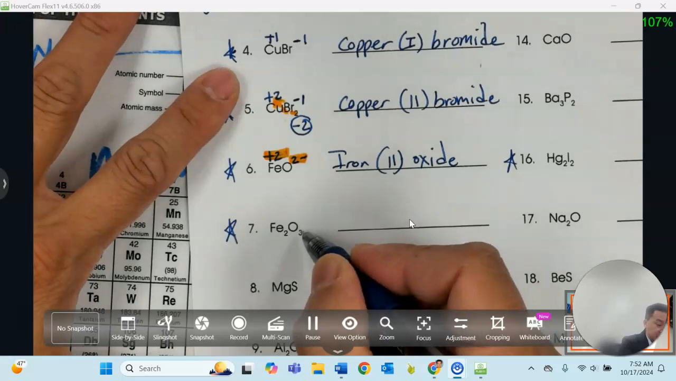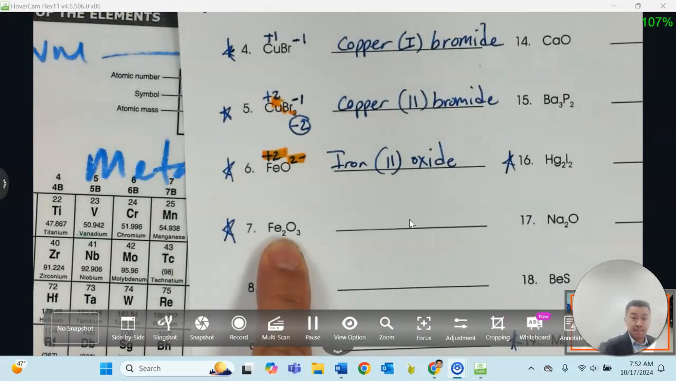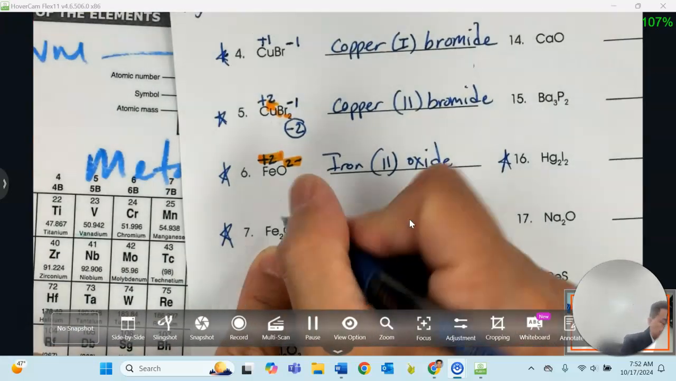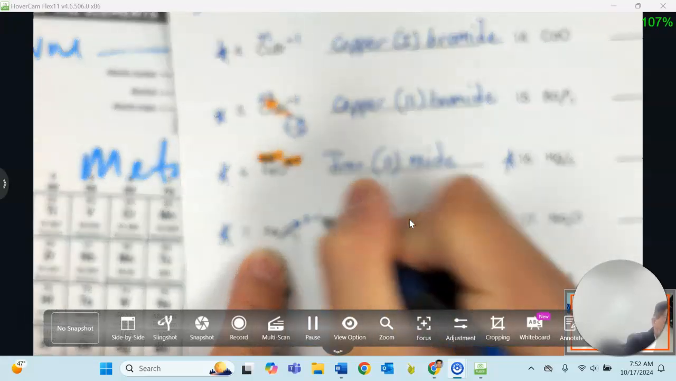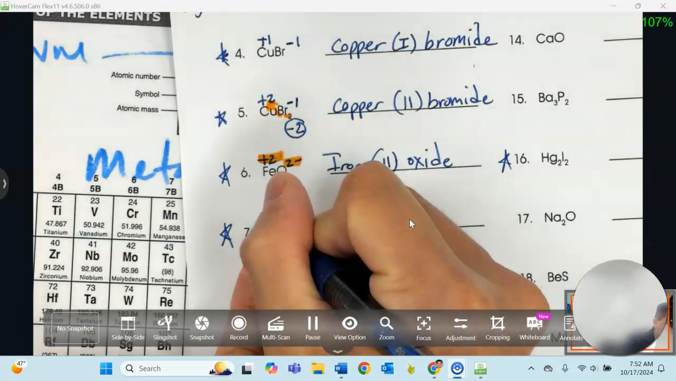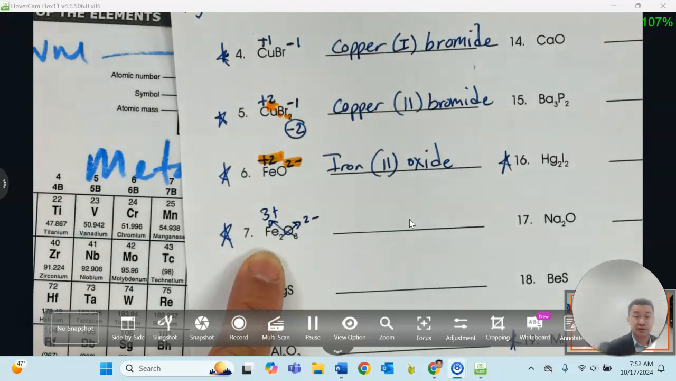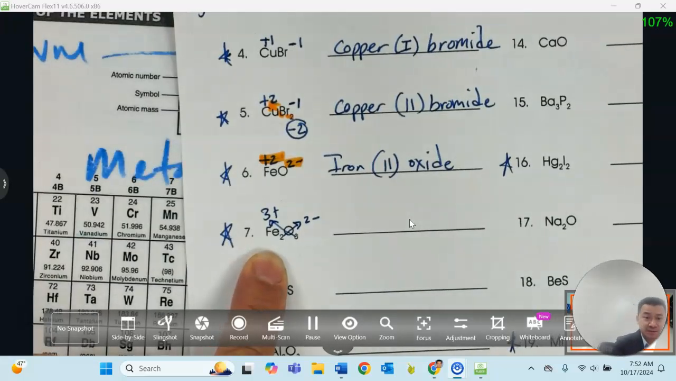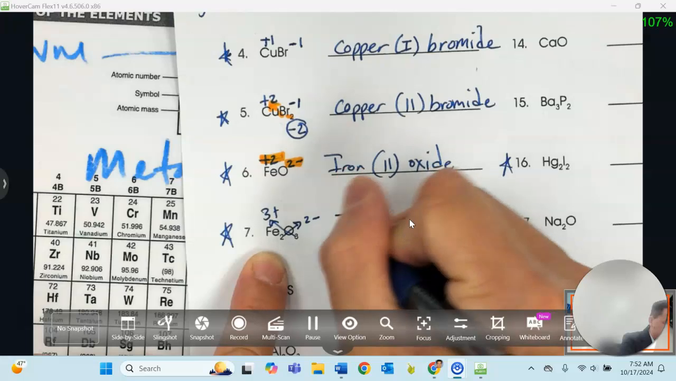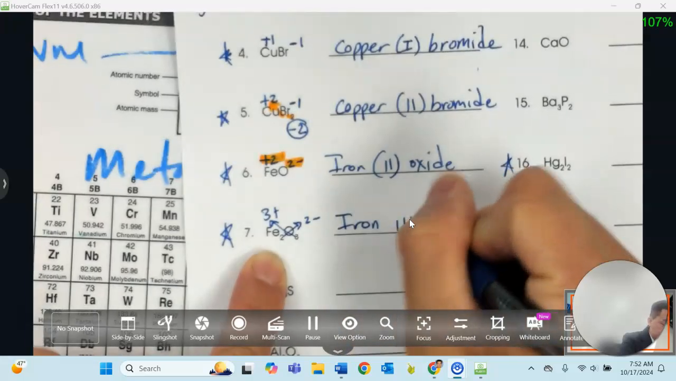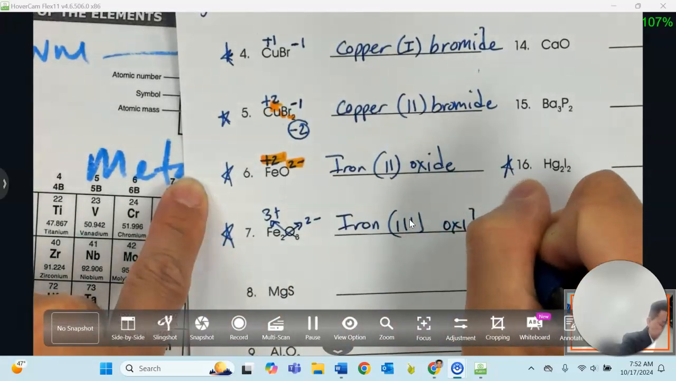Okay, when there are different numbers like this at the bottom, it's actually easier. You don't have to think about the charges. Cross the charge back up. 2 belongs to oxygen, so 3 belongs to iron. If the numbers are different, you just cross it back up. So this will be iron 3 oxide.